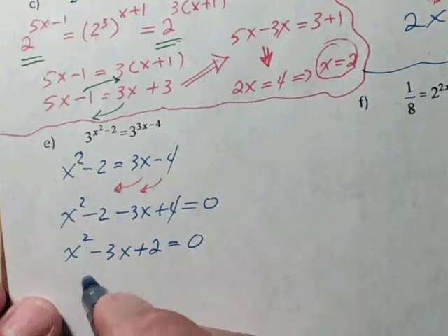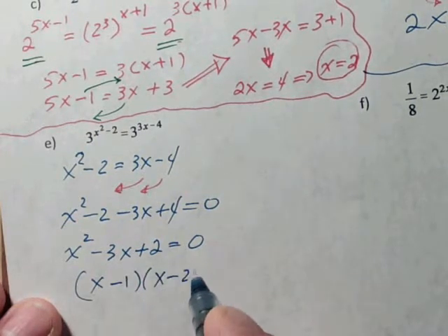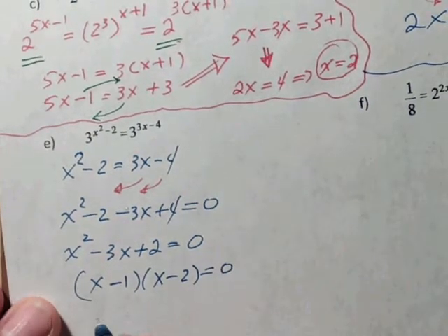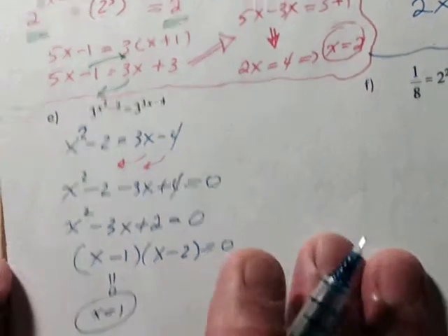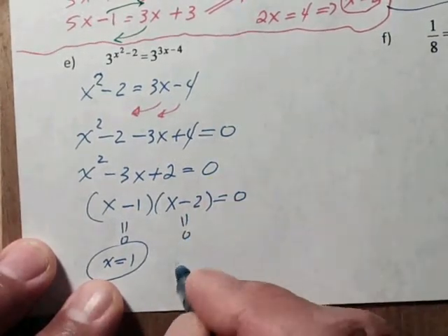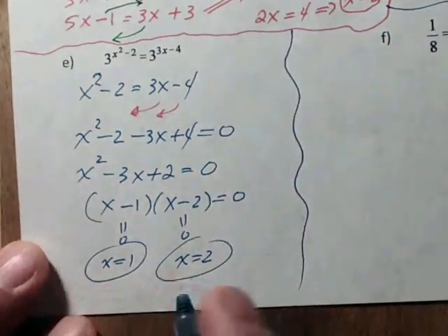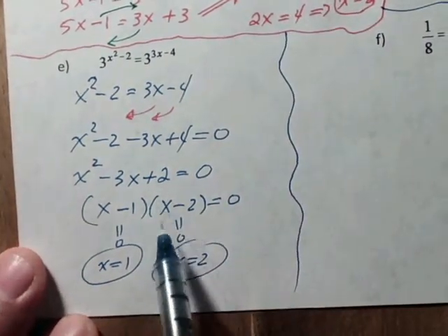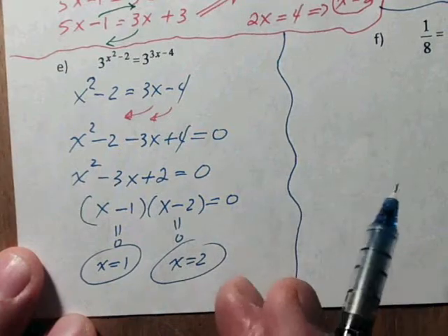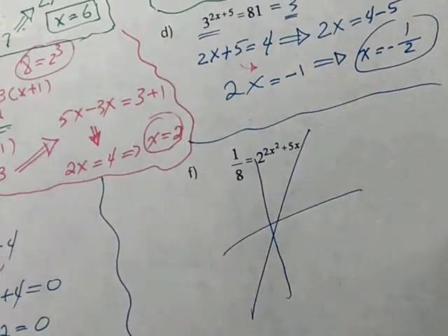I can factor this. x minus 1, x minus 2 equal to 0. If I put this one equal to 0, it gives me x equal to 1. If I put this one equal to 0, it would give me x equal to 2. And these are the solutions. If you couldn't factor, then you could use the quadratic formula. I'm not going to do this one for now, so forget about it.